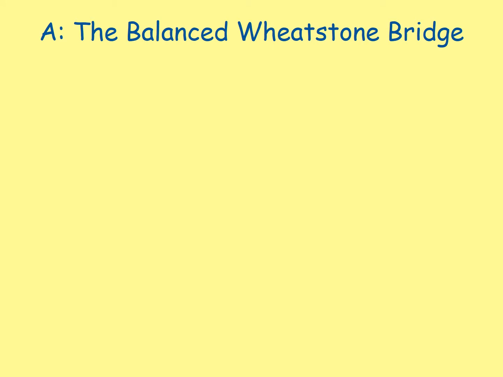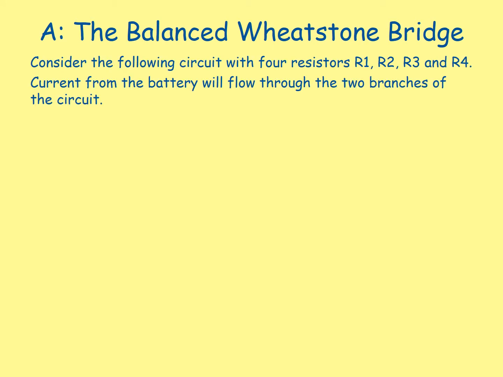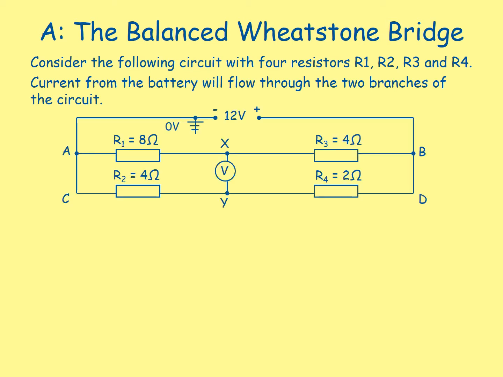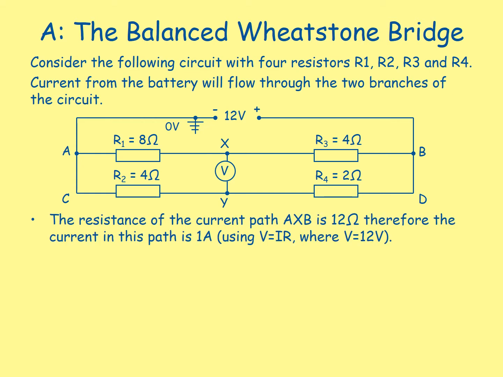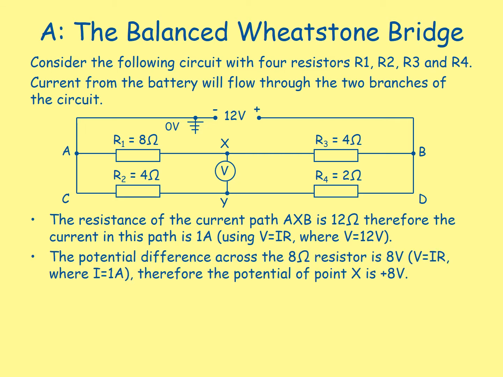A. The balanced Wheatstone bridge. Consider the following circuit with 4 resistors R1, R2, R3, and R4. Current from the battery will flow through the 2 branches of the circuit. The resistance of the current path AXB is 12 ohms, therefore the current in this path is 1 amp. This is calculated using V equals IR, where V equals 12 volts. The potential difference across the 8 ohm resistor is 8 volts, again using V equals IR, where I equals 1 amp, which has just been calculated. Therefore, the potential of point X is plus 8 volts.